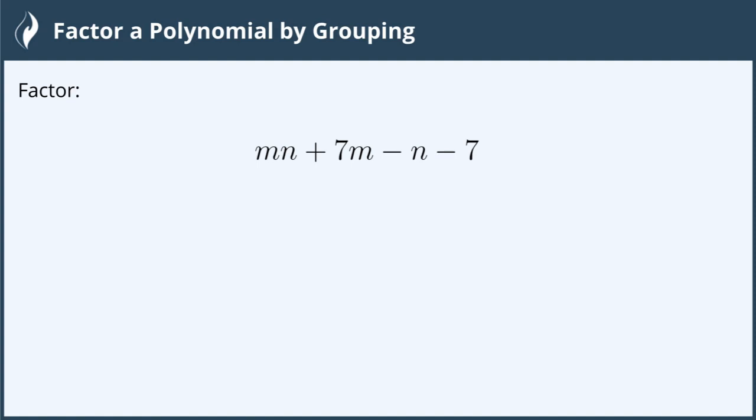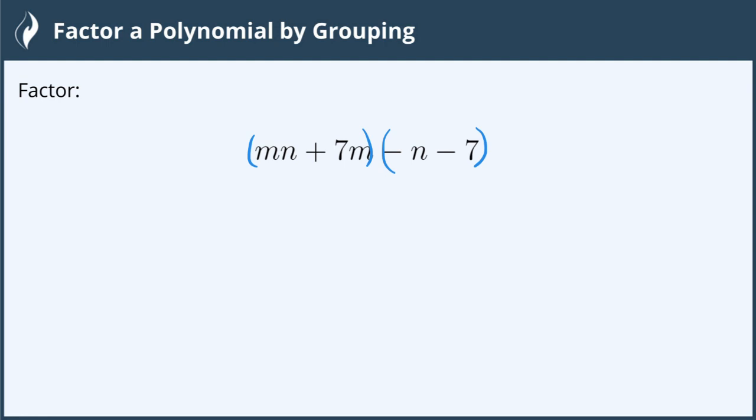Hi everyone! In this video we will factor a polynomial by grouping. Factor mn plus 7m minus n minus 7. So let's go ahead and group these. I'm going to take the first two terms and the second two terms like this. And we look for the greatest common factor.